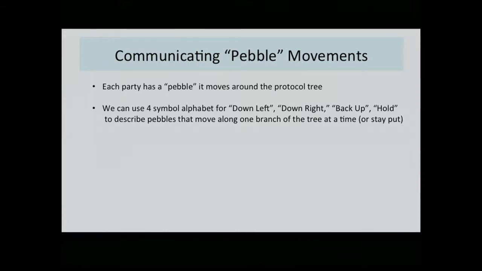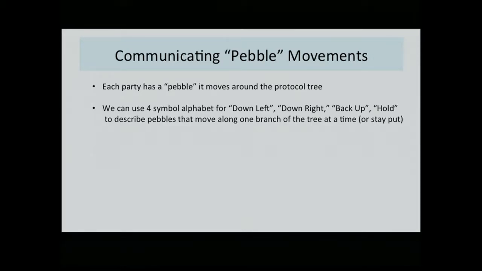So each party has a pebble that it moves around the protocol tree to represent where it believes in the computation it is. So we can use a simple 4-symbol alphabet for the motions of such a pebble on a binary tree. It either goes down and to the left, it goes down and to the right, it goes up, which, since we're in a tree instead of, say, a circuit, is an unambiguous thing to do. And we also will have a symbol for hold, which is to stay put at your node in the tree. The reason for this is that we may have a situation where parties are at different levels of the tree. Because parties are moving up and parties are moving down, we can get out of sync as to what level we're at, in which case we want the one that's higher up to just wait for the other one to come back to him.